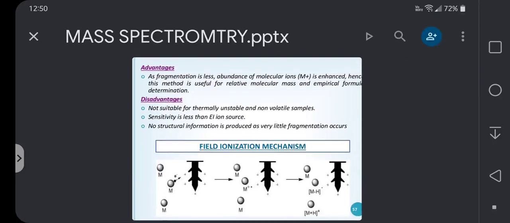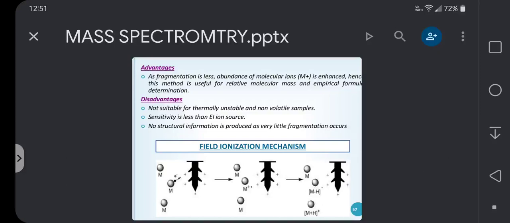The advantage of this method is that, as fragmentation is less, the abundance of the molecular ion is enhanced. Hence, this method is used for relative molecular mass and empirical formula determination.